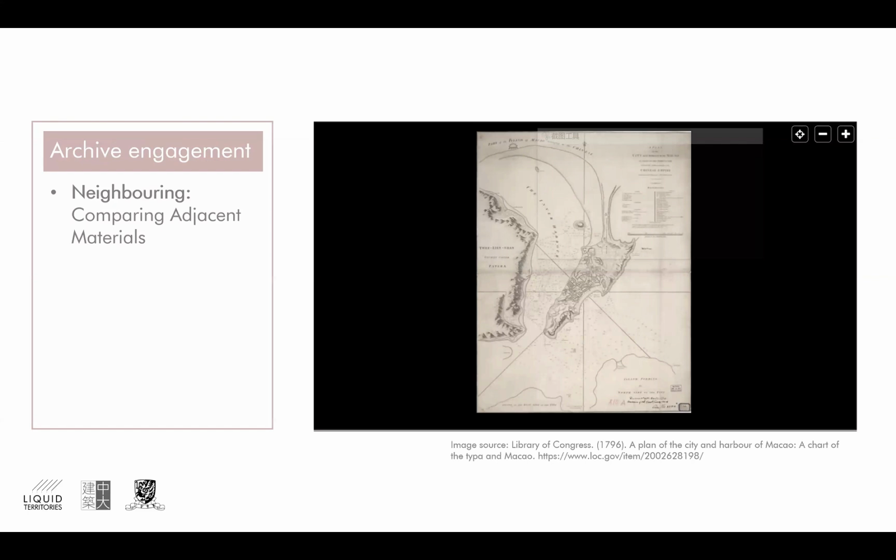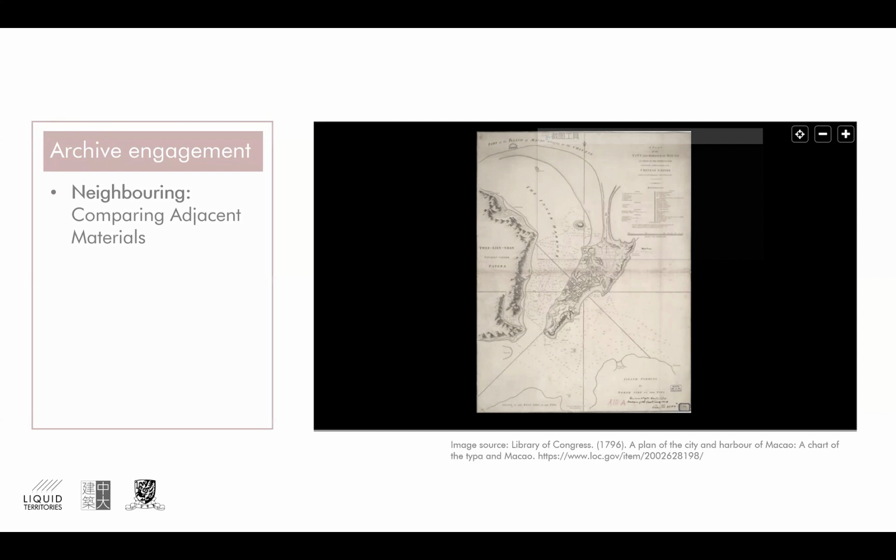So now you have learned some of the basics of navigating around websites. Once you have collected some of these images that you're interested to look more into, we may look into how to engage with historical resources critically. So I have listed three key points of views and methods to look into examining archives. So these are neighboring, layering, and triangulation.